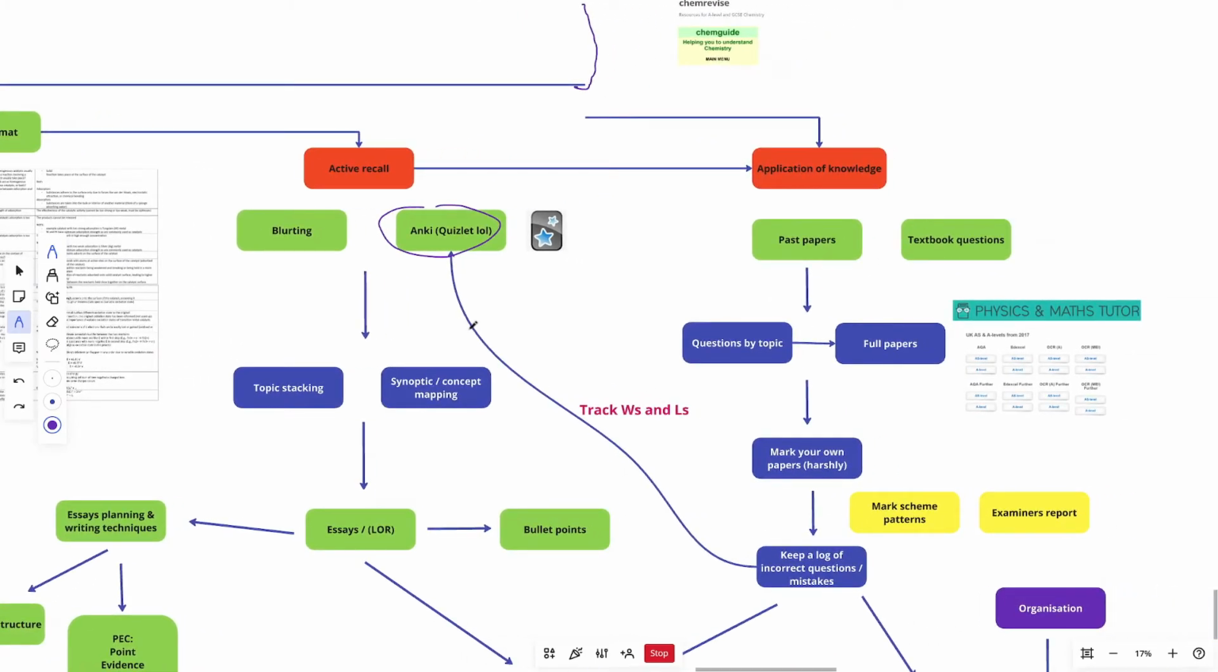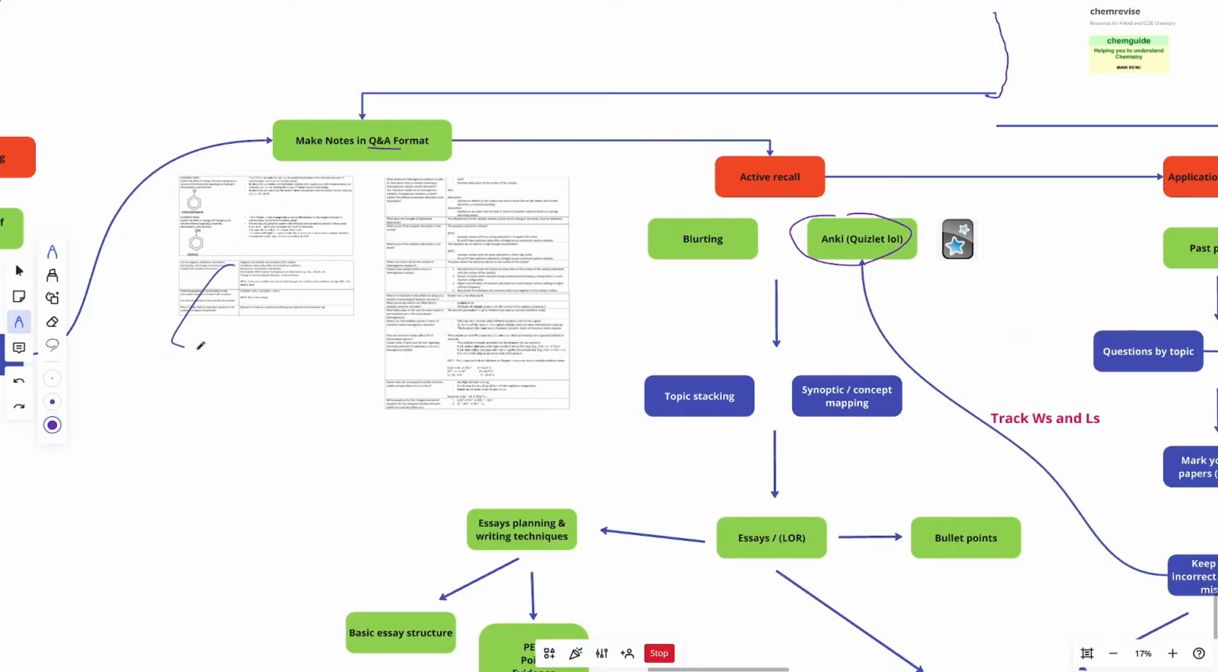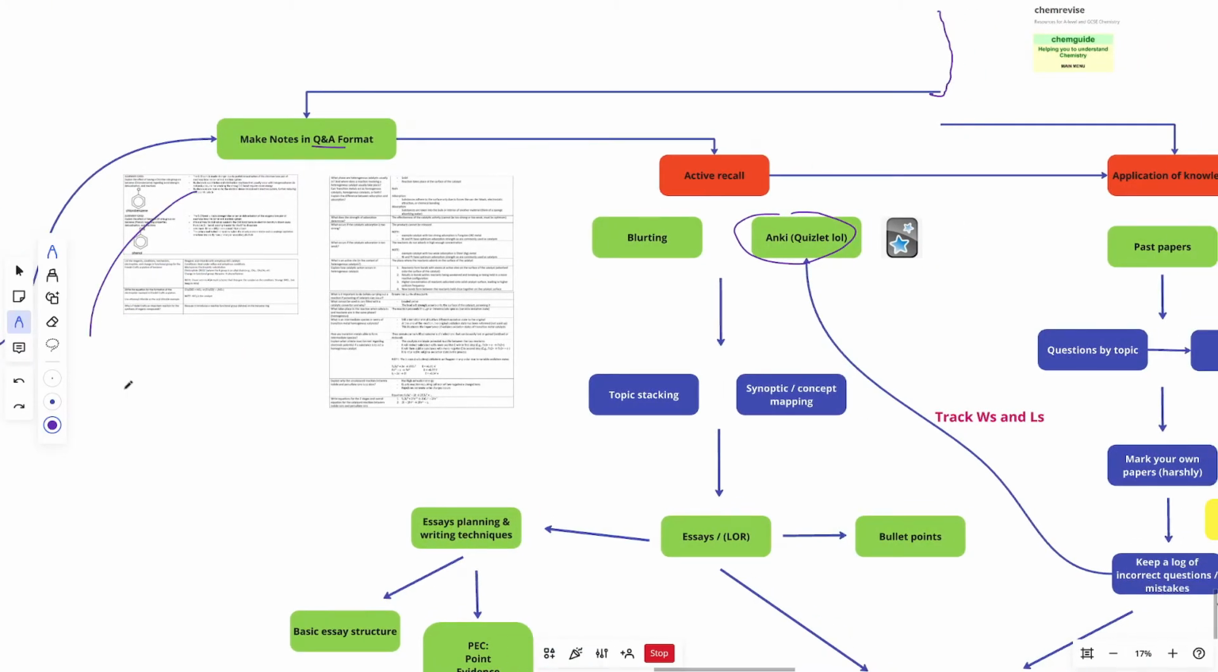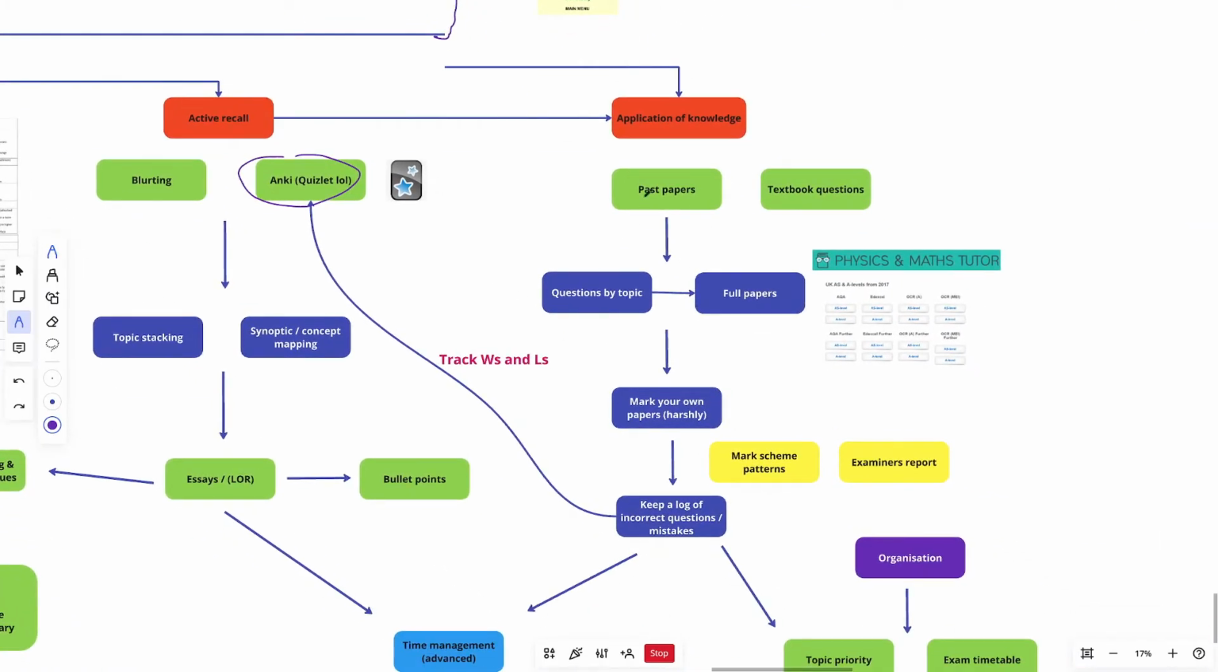If it's more calculation-based or mechanism-based, you can make an initial flashcard so you know it's in your deck and you can go back to it if you need to, or in your notes. But in reality, you want to be doing all that sort of stuff through past paper exposure.